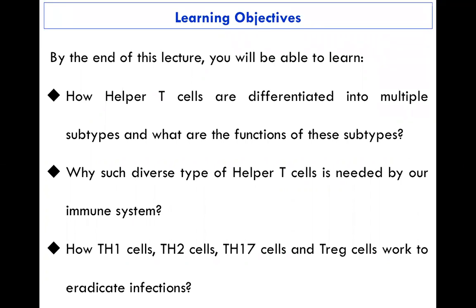Why such a diverse type of helper T cell is needed by our immune system. And at the end of this lecture, you will be able to learn how TH1 cells, TH2 cells, TH17 cells, and T regulatory cells work to eradicate the infection.